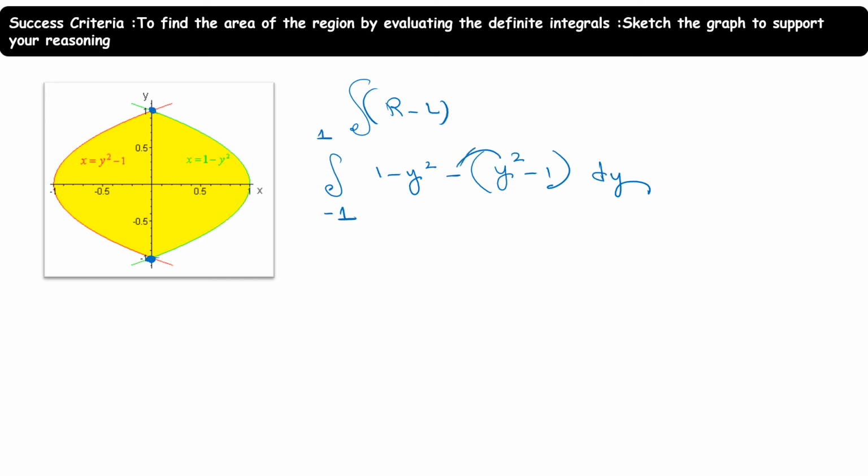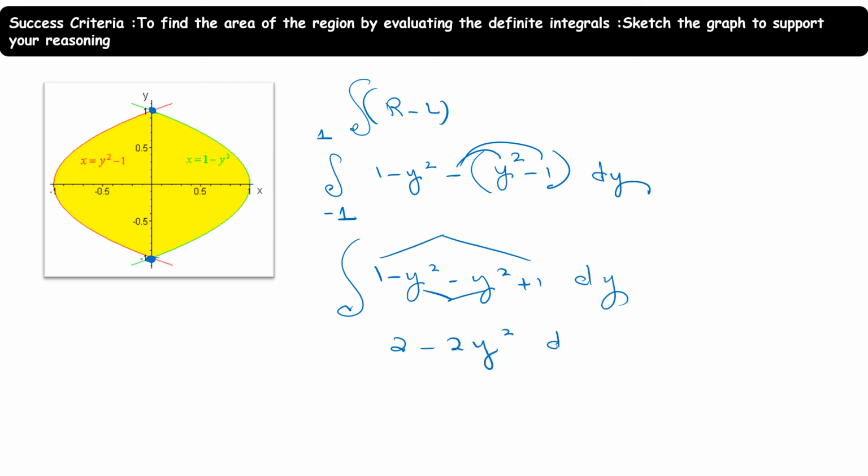Now open the bracket first of all. We will get 1 minus y square plus 1 and dy. Now 1 plus 1 you will get 2, minus y square, so you will get (2 minus 2y square) dy from -1 till +1.